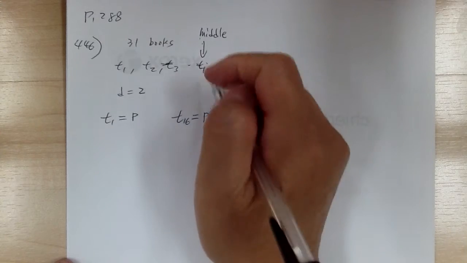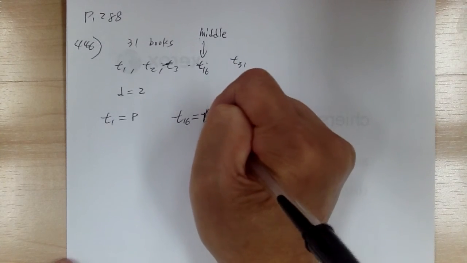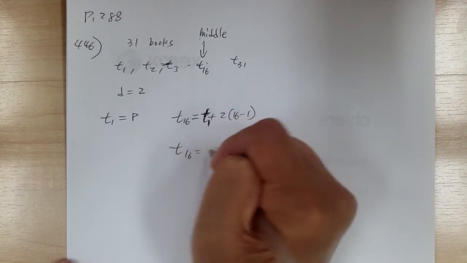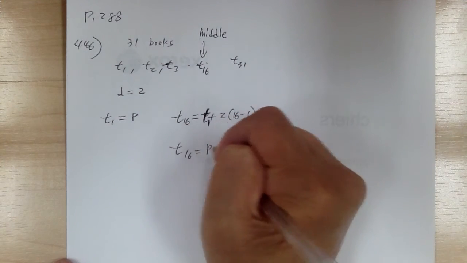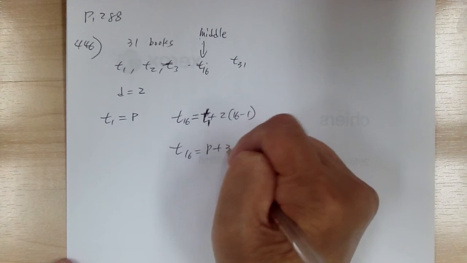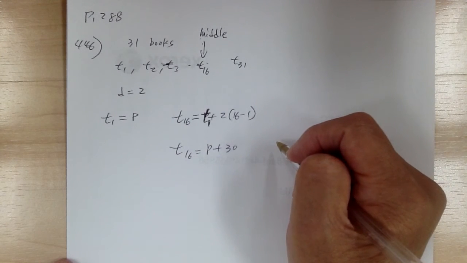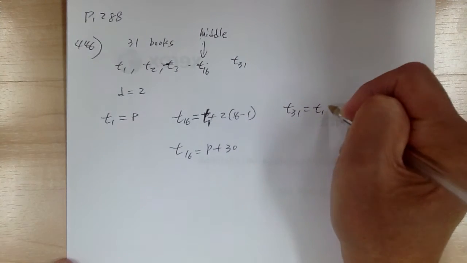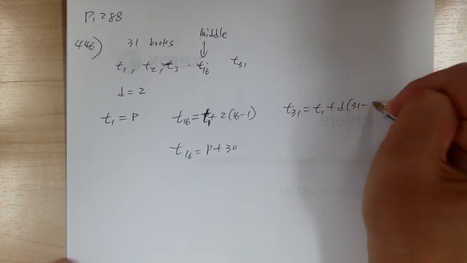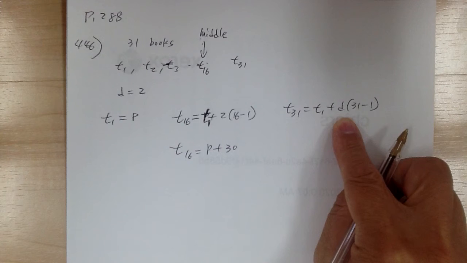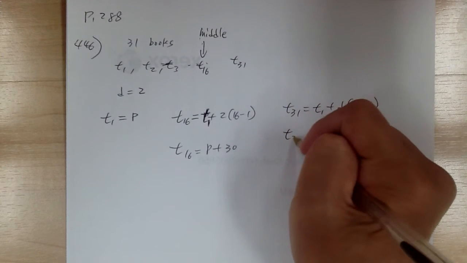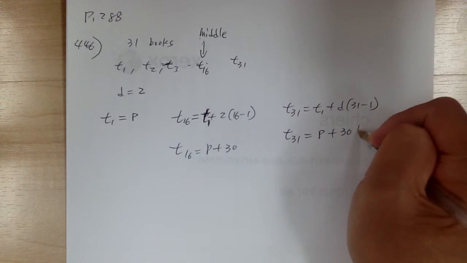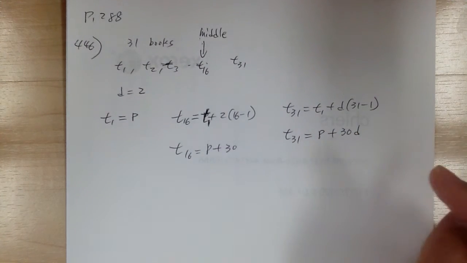When T1, the first book, is equal to P, the price, let's just call it P for the price, then T16 will equal P plus 2 times 16 minus 1. So T16 would be P plus 15D. Let's do the same thing: T31 is equal to T1 plus D times 31 minus 1, again that's our formula. So you substitute, and T31 will equal P plus 30D.